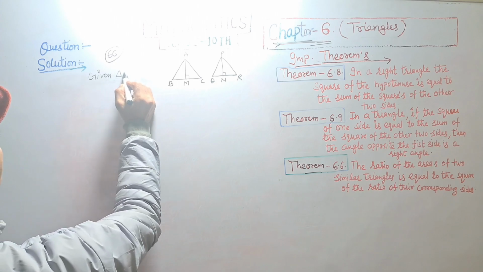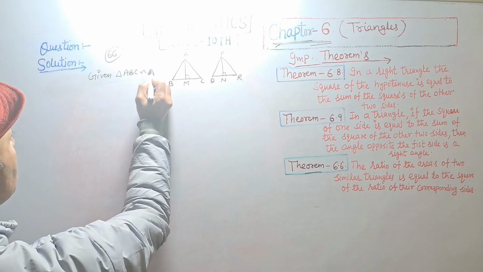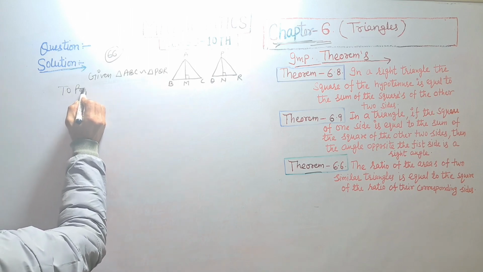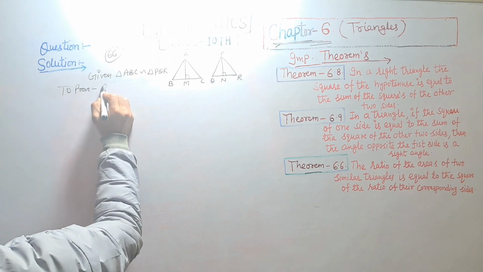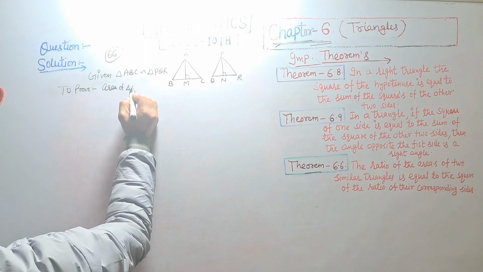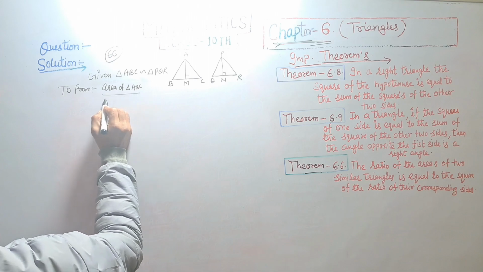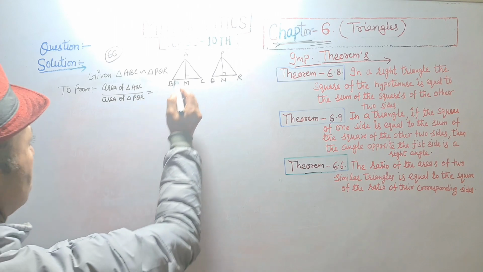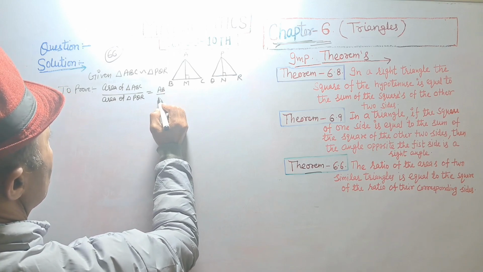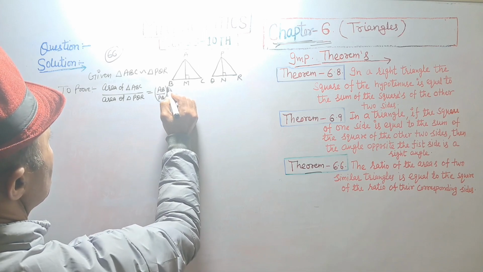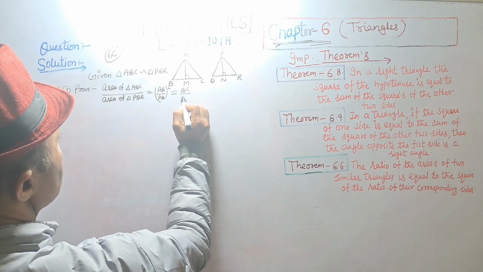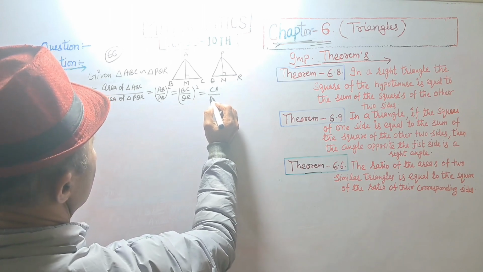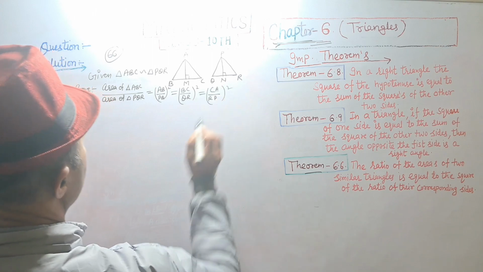Given: triangle ABC is similar to triangle PQR, and to prove: area of triangle ABC divided by area of triangle PQR is equal to AB upon PQ whole square, is equal to BC upon QR whole square, is equal to CA upon RP whole square.